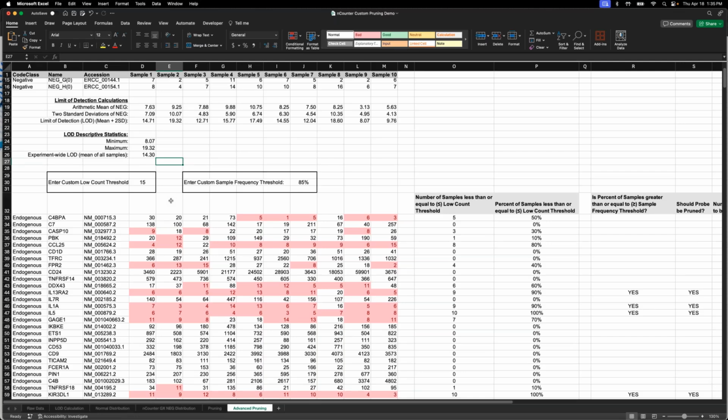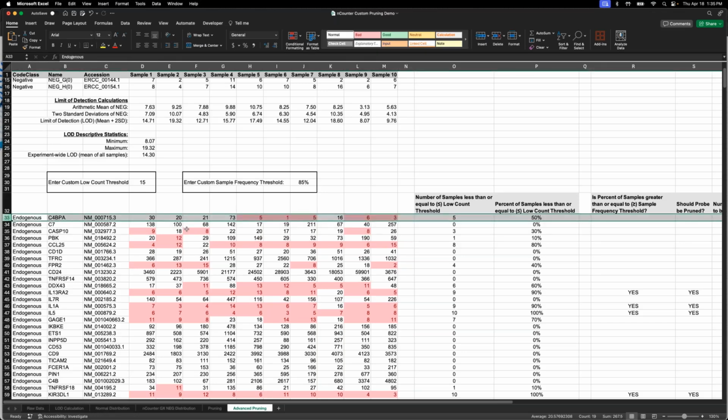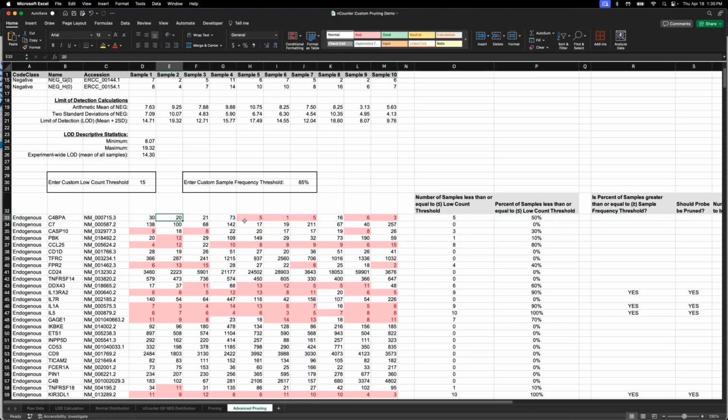So what I did, I created a tool where down here for each individual gene, let's look at C4BPA, we are color coding in pink all of the data points that are going to be below our limit of detection. All of the data points in white are above. I created these two boxes here, which I can complete and customize myself. This is going to be mimicking the type of functionality we have in the Rosalind platform. We can establish our low count threshold.